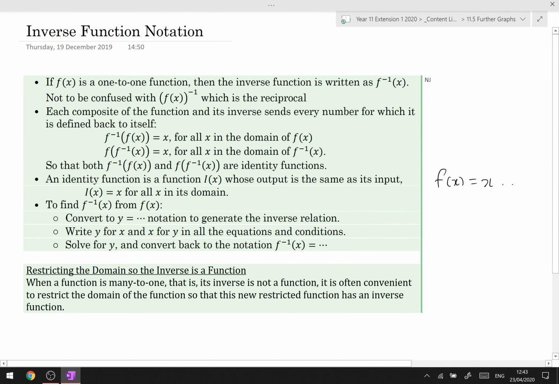Another identity function is like f of x plus 1 minus 1. It's the same as f of x, but it's another identity function that produces the same thing. There are more than just those ones, but those are the ones I can think of off the top of my head.